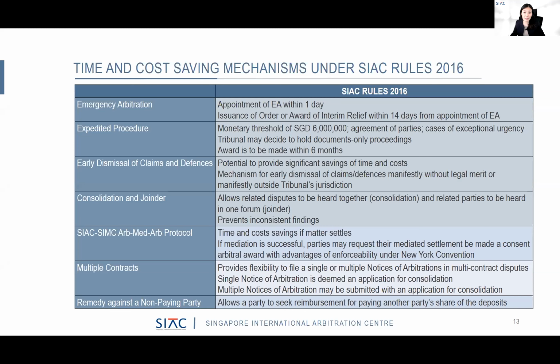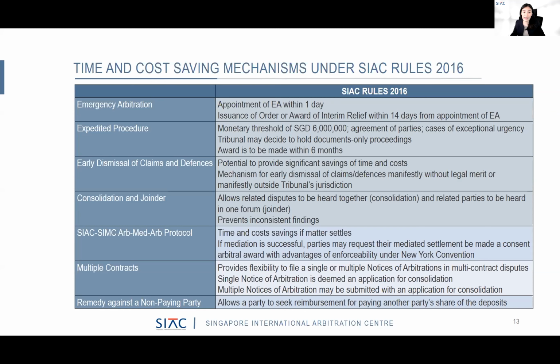Appointment of an EA is made within one calendar, not business day of receipt of the EA application by the registrar. And this 24-hour timeline to appoint an emergency arbitrator is very important because often we receive an emergency arbitrator application on a Friday night or on the eve of a holiday. And under our rules, we would generally have an EA appointed by Saturday morning, and this EA will have to issue an interim order or award within 14 days from his or her appointment.